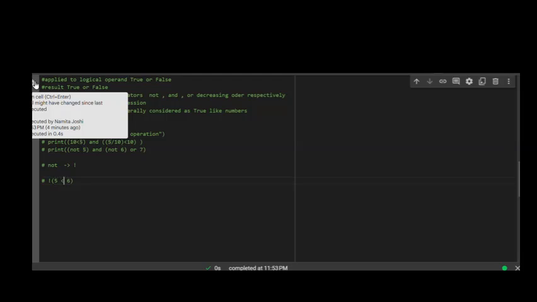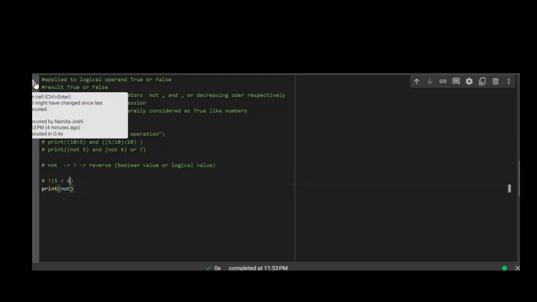5 is less than 6 is true. So what not will do is reverse whatever is the logical conclusion that you have out of the statement or expression evaluation. So you will reverse the boolean or logical value. Let's say 5 less than 6. Now let me print this particular thing.